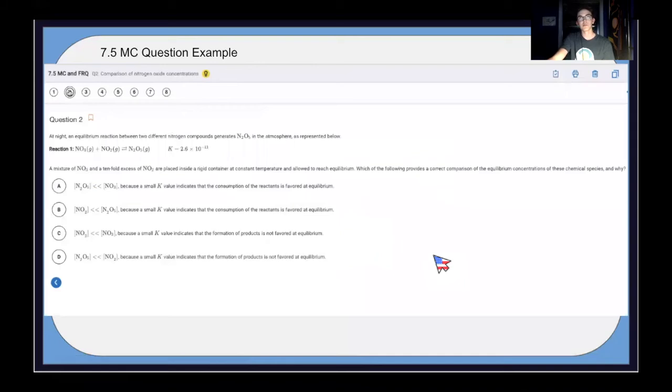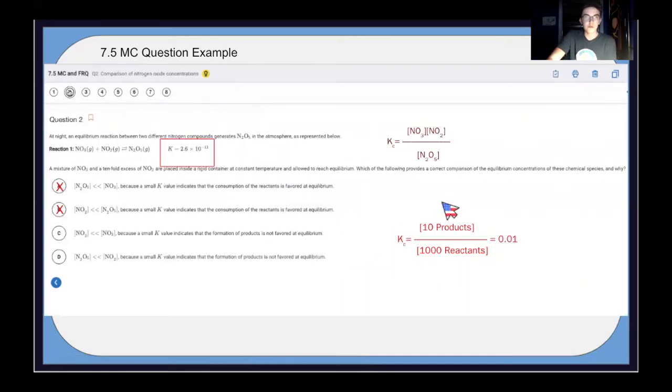Now we are going to look at a multiple choice practice problem. The equation says at night an equilibrium reaction between two different nitrogen compounds generates N2O5 in the atmosphere as represented below. And it asks, a mixture of NO3 and a tenfold excess of NO2 are placed inside a rigid container at constant temperature and allowed to reach equilibrium. Which of the following provides a correct comparison of the equilibrium concentration of these chemical species and why?